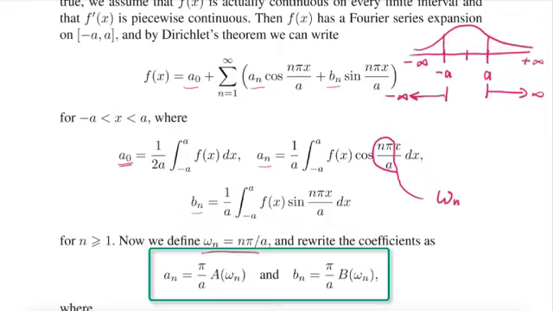And then we rewrite the coefficient. So the coefficient a n, I rescale with pi divided by a, and then I give it the function capital A of omega n, and for the b n as well. And I do this, of course, so that in the end I keep the capital A and the capital B. So this will be the right A's and the right B's. For now it is just rewriting the a n and b n just a little bit.